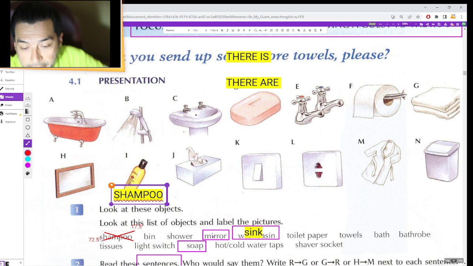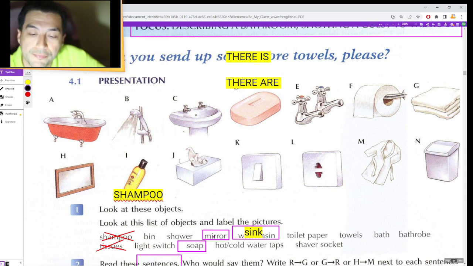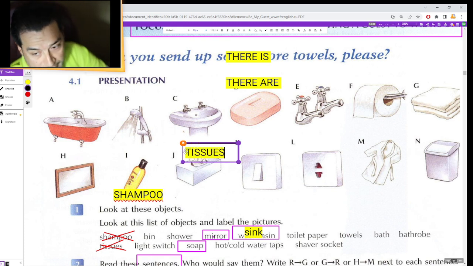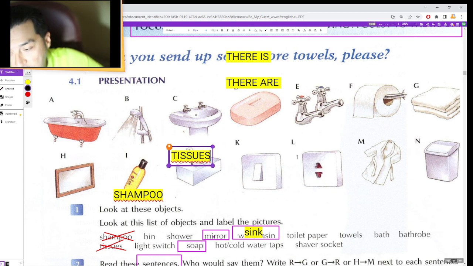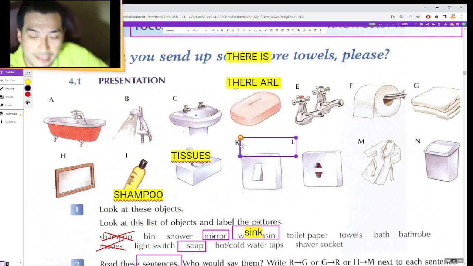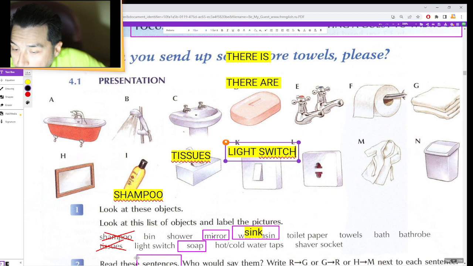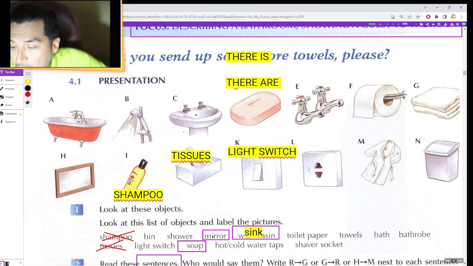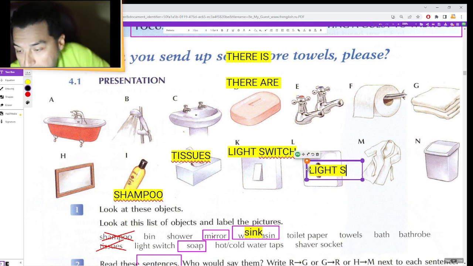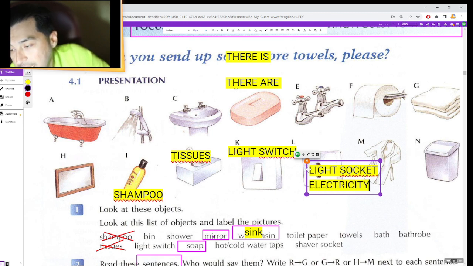Shampoo, right here. Tissues, in the bathroom. Letter J, tissues. Light switch, letter K, light switch. Letter L is a light socket. Light socket or electricity socket.